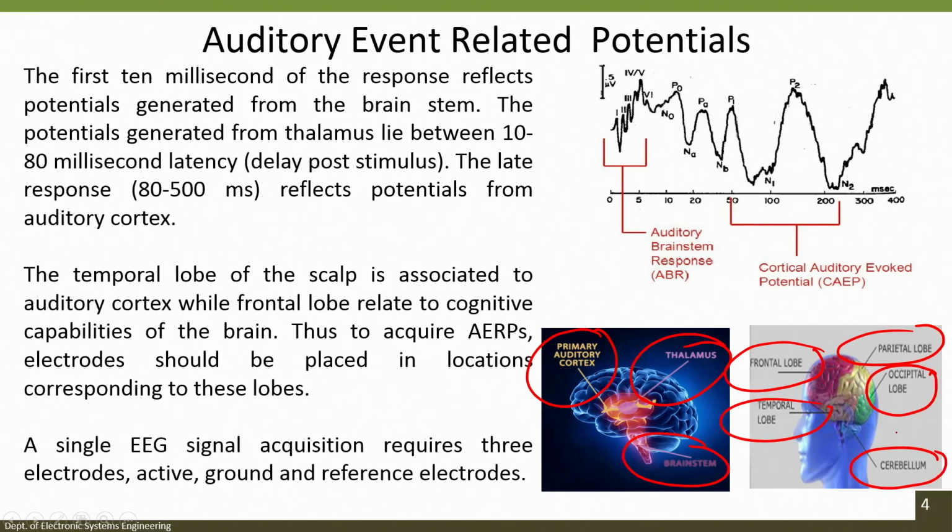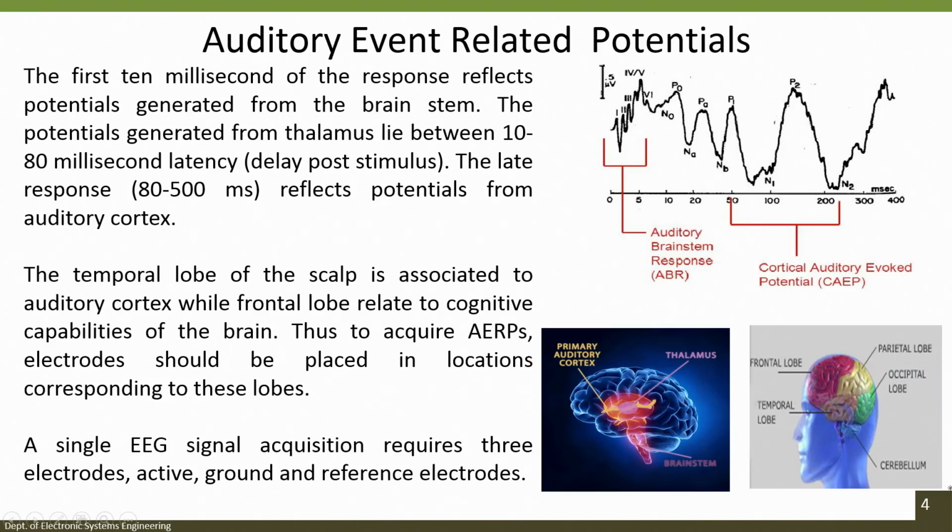Right. So, you see the different regions of the brain. The temporal lobe is associated with the auditory cortex. Which one? This one right over here, which is above our ear, just in front of this particular part. This is responsible for the auditory cortex.